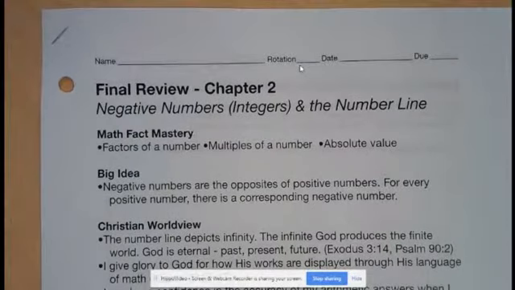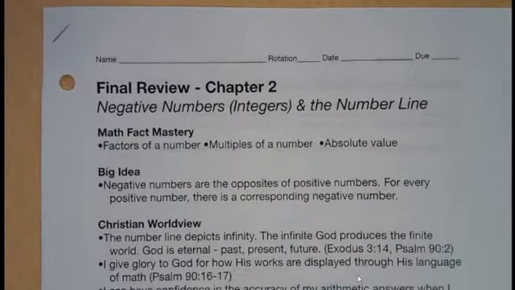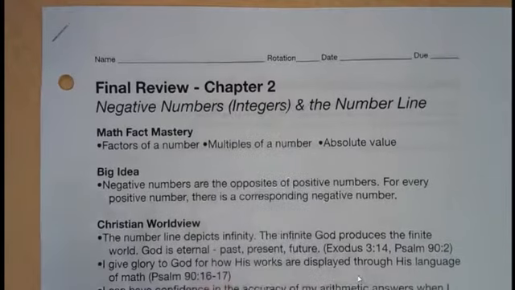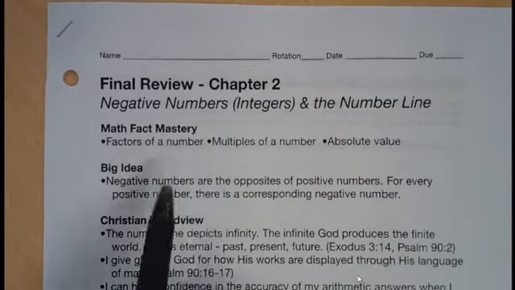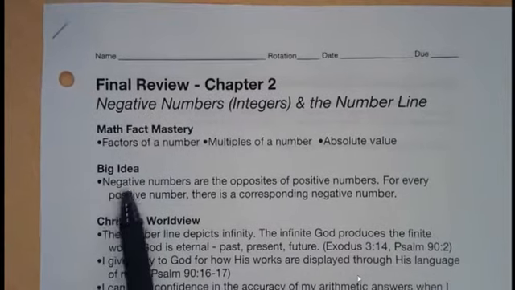Here we are on the Chapter 2 final review of negative numbers and the number line. If you are in your Book A, Chapter 2 starts on page 42. Lesson 1 starts on page 45. First, you can see the big idea for the chapter.